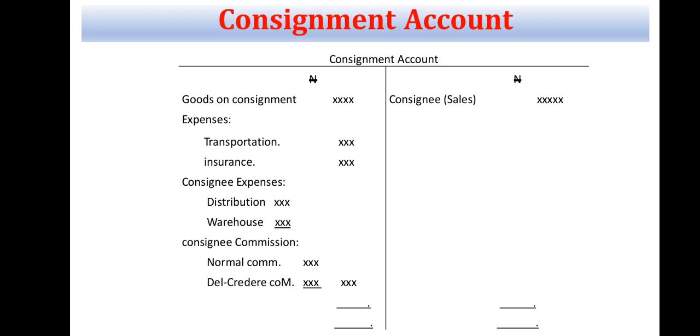We have the consignment account. If we look at the consignment account, it's an alternative to the profit and loss account for a consignor. The purpose of the account is for the consignor to know whether he makes profit from the goods or not. We have the cost of the goods, all the expenses incurred on the goods, all the expenses the consignee incurred on the goods, and all the commissions that the consignee deducts for his services. By the time we have everything together, we subtract it from the sales. Whatever the balance is represents the profit of the consignor. So the balance will be transferred to the profit and loss account for the consignor.